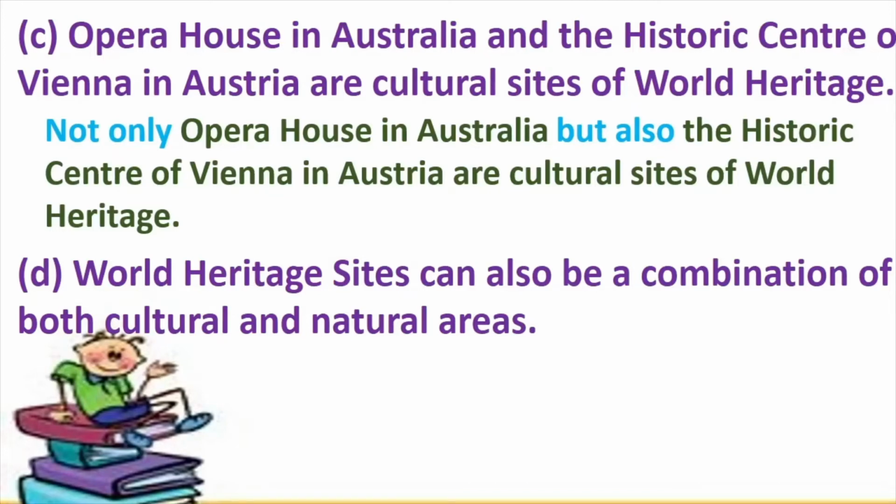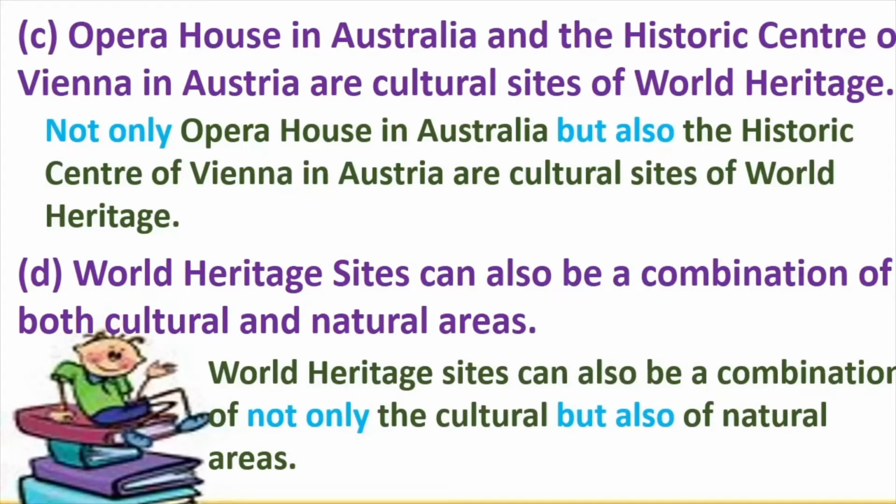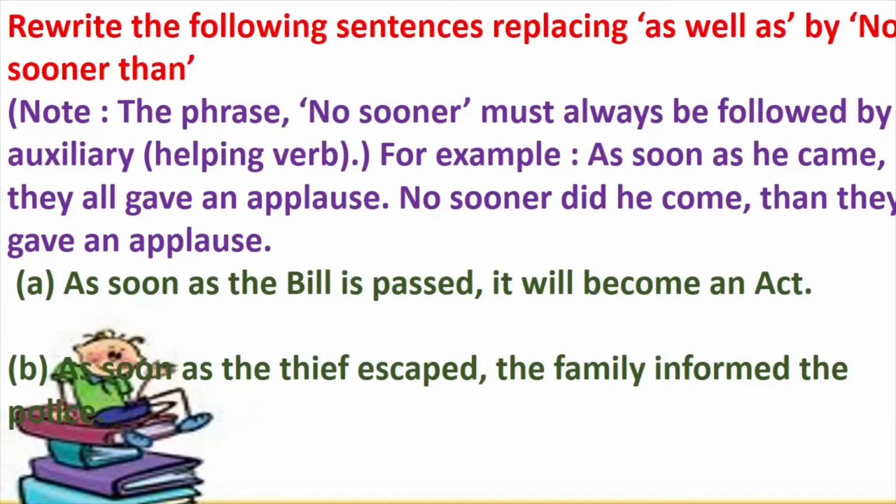The last one, World Heritage Sites can also be a combination of both cultural and natural areas. So, World Heritage Sites can also be a combination of not only the cultural but also of the natural areas. So children, this was exercise 10A, where we rewrote certain sentences. We did not change the meaning, okay? We just rephrased the sentences. Again, we come to another exercise, that is 10B, where you have to again rewrite sentences. You have to rewrite the sentences replacing as well as by no sooner than.